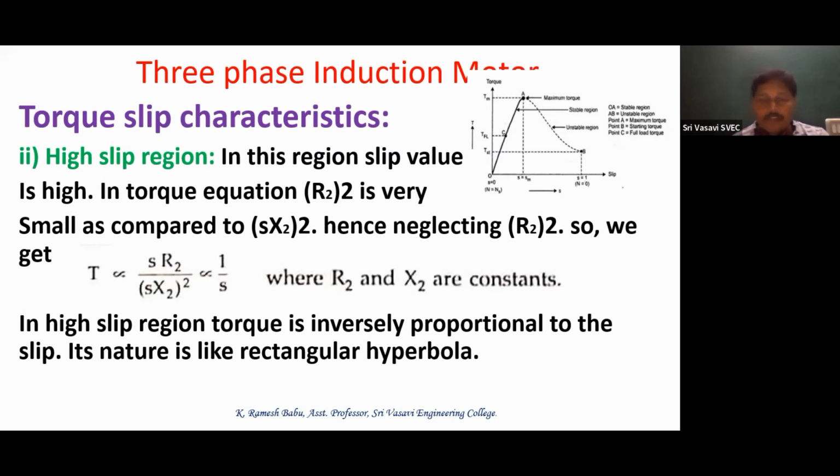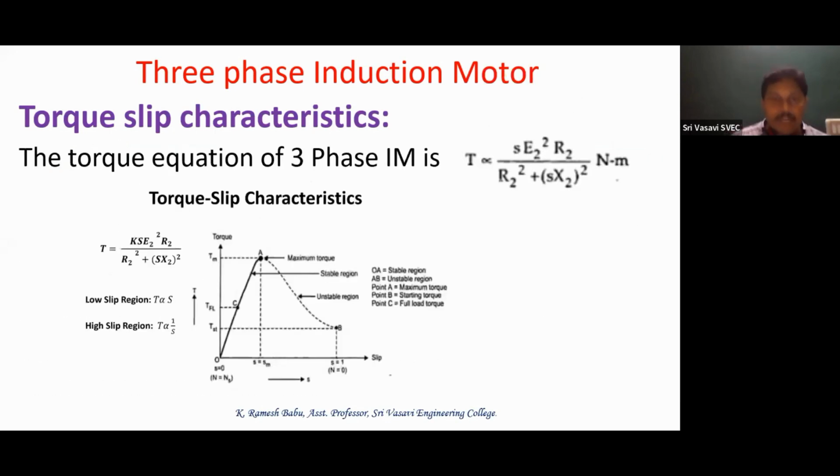But if we increase the load further, then the speed will further decrease and the torque will further decrease. So the induction motor comes to rest in the high slip region. That means in the high slip region, according to T directly proportional to 1 by S, we obtain the rectangular hyperbola. The curve is like this.